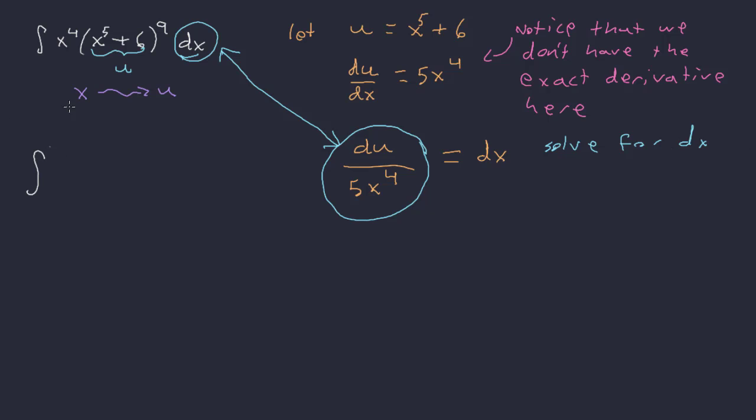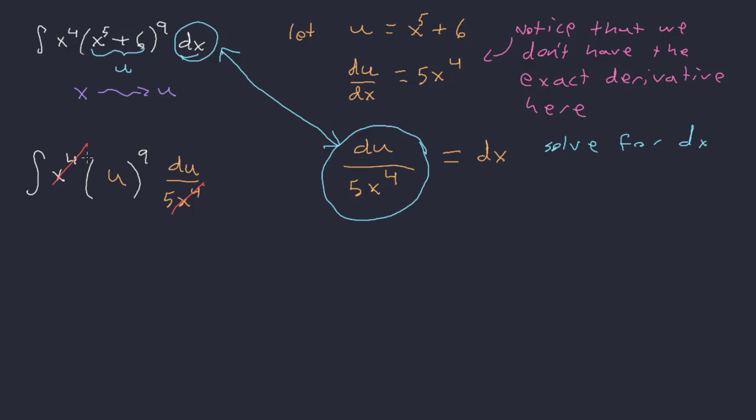For the moment, I'm going to leave this x to the 4th here. And this x to the 5th plus 6, I'm going to replace with a u, raised to the 9th. And then this dx, I'm going to replace with du over 5x to the 4th. And here, the x to the 4ths cancel.